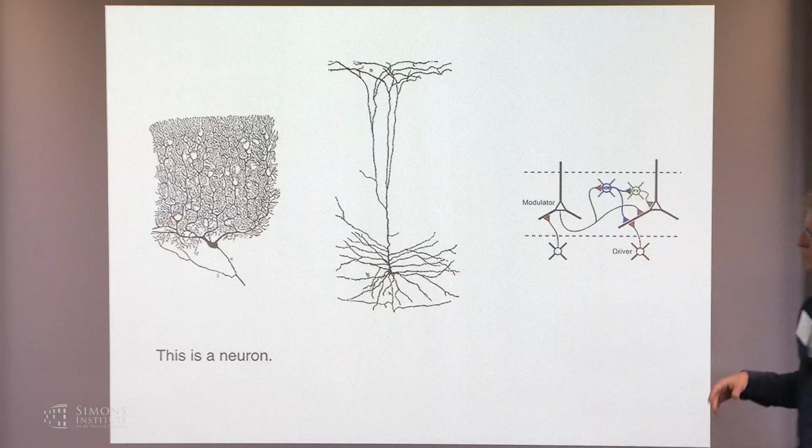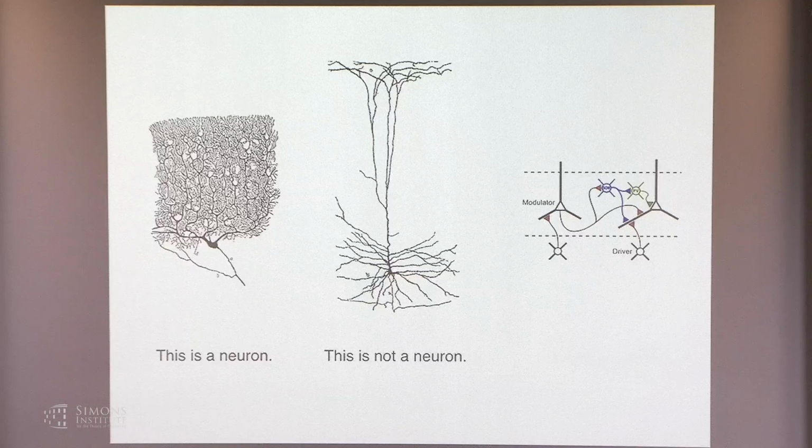But so that is a neuron, the way that we think about a neuron. As elaborate and complicated as it is, it really is like a point neuron, like a conventional point neuron. And then this is not a neuron.